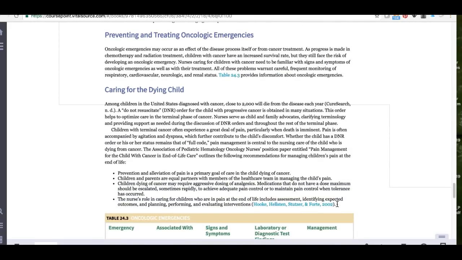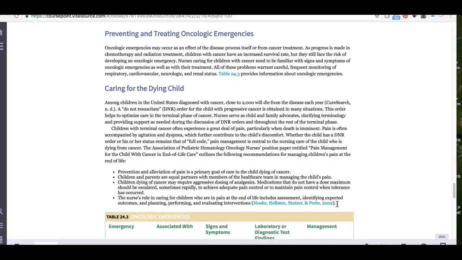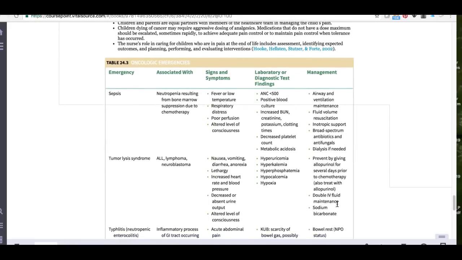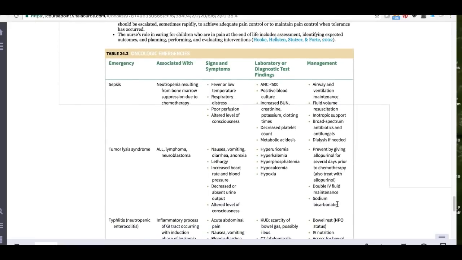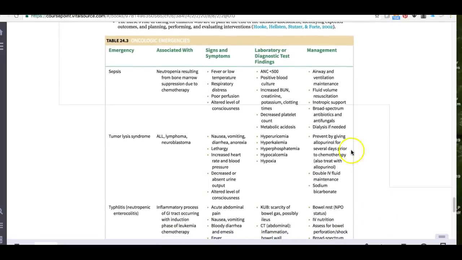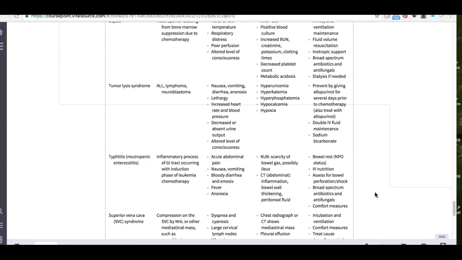All right, this talks a little bit about care for the dying child. We're going to talk about that next week, so we'll skip over that point. Some oncologic emergencies, the biggest thing is sepsis. Okay, if they're neutropenic and an infection is introduced, then they can get septic really quick because they have no immune system to fight it off. So go make sure you know the sepsis, what you're looking for there.